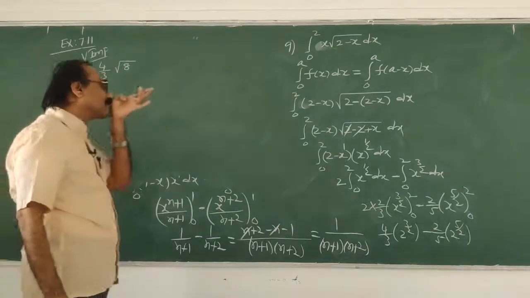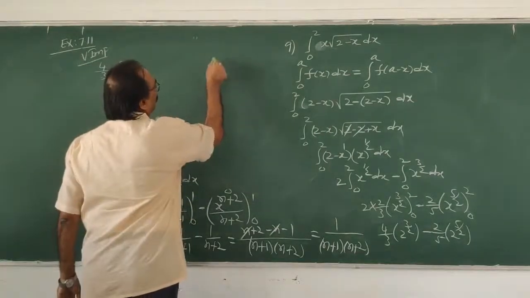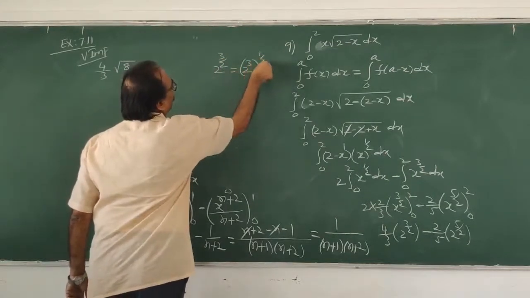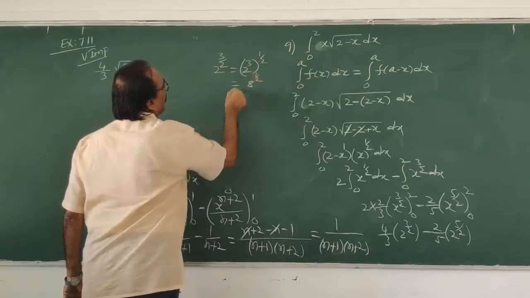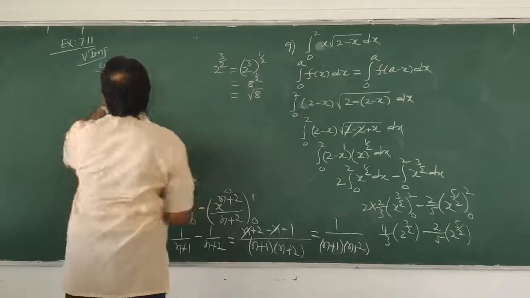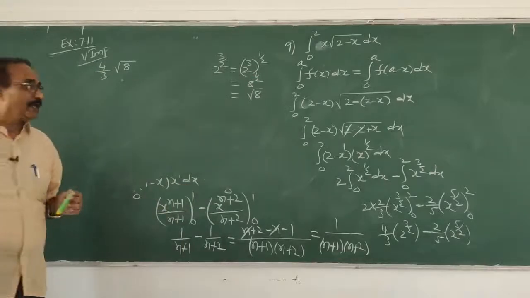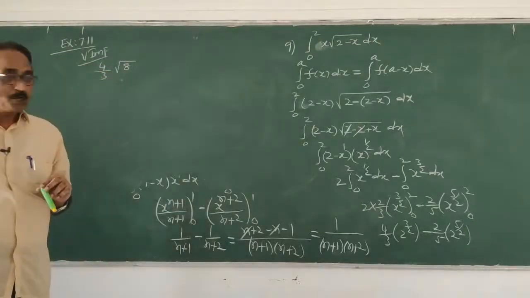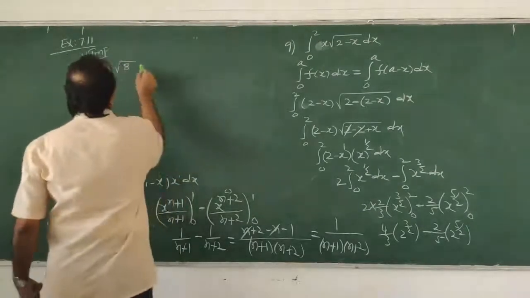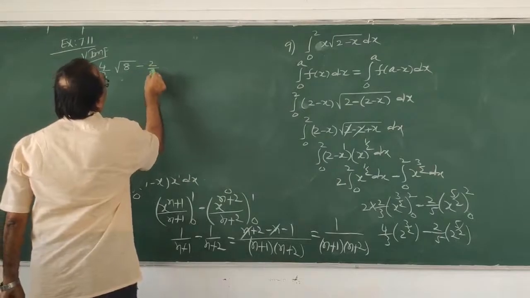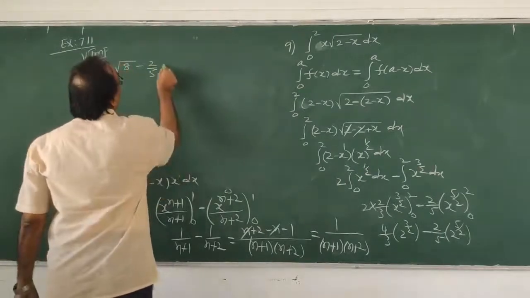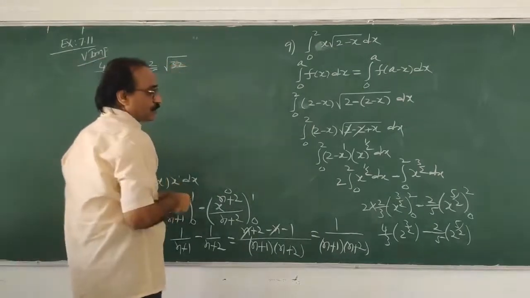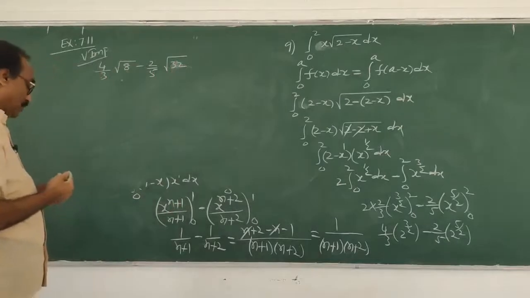I'll tell you, for those who don't know: 2 power 3 by 2 is 2 cube whole to the power of 1 by 2. 2 cube means 8, 8 power 1 by 2, and 1 by 2 means root, so root 8. Students should know everything. Anyhow, you can use any method. Next, 2 power 5 by 2 is root 32, since 2 power 5 is 32, and the power 1 by 2 is root.